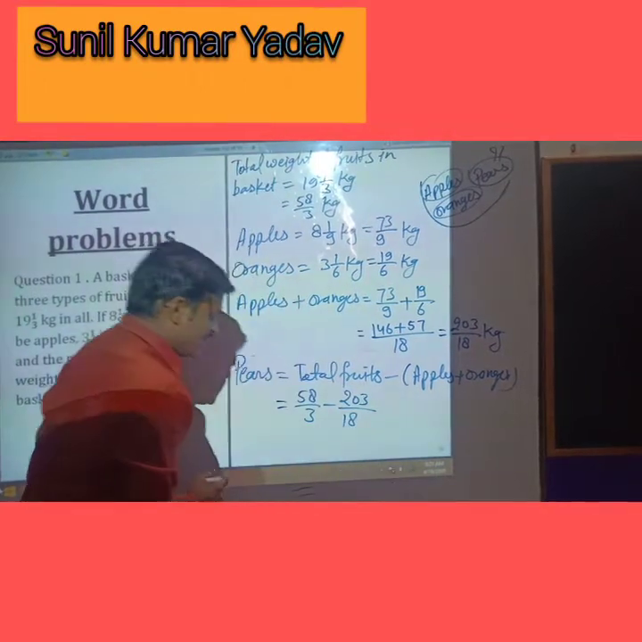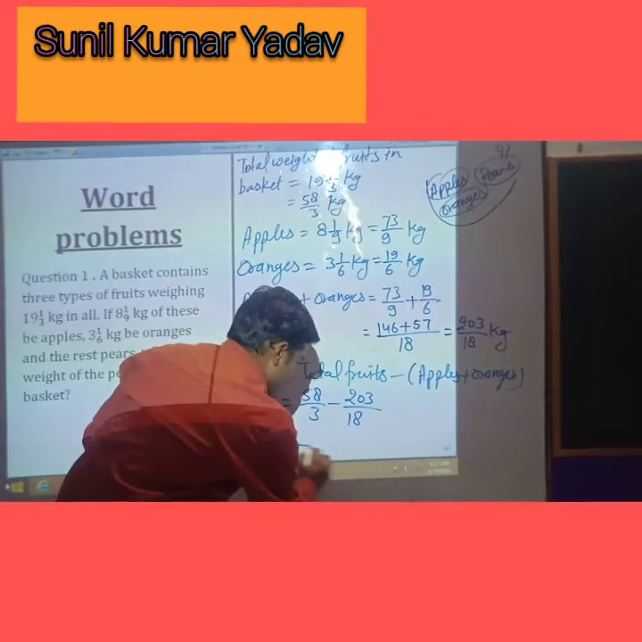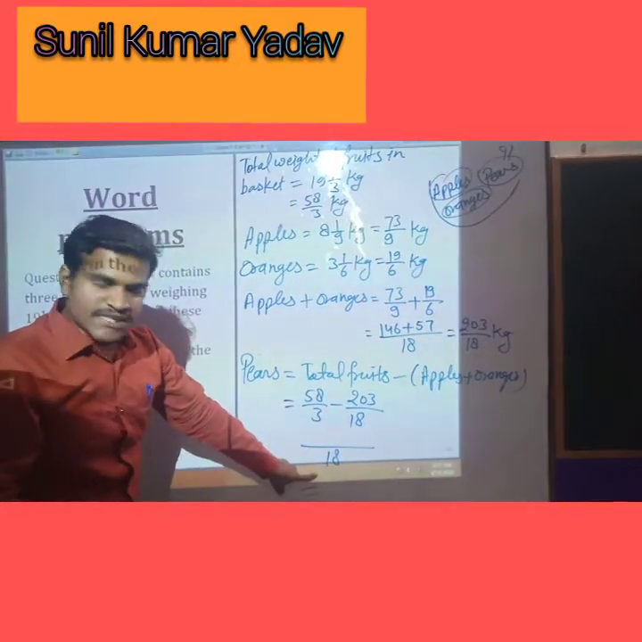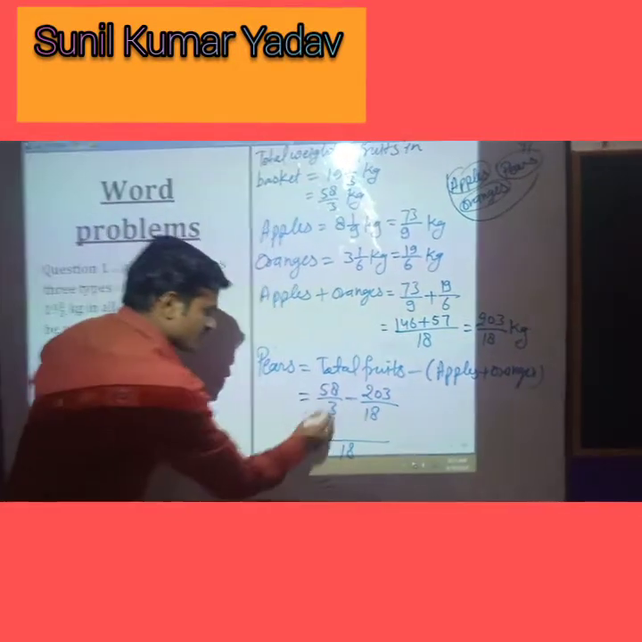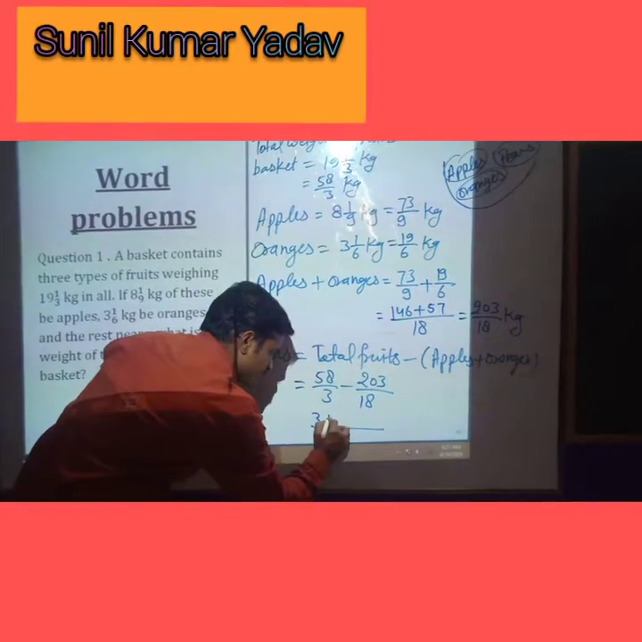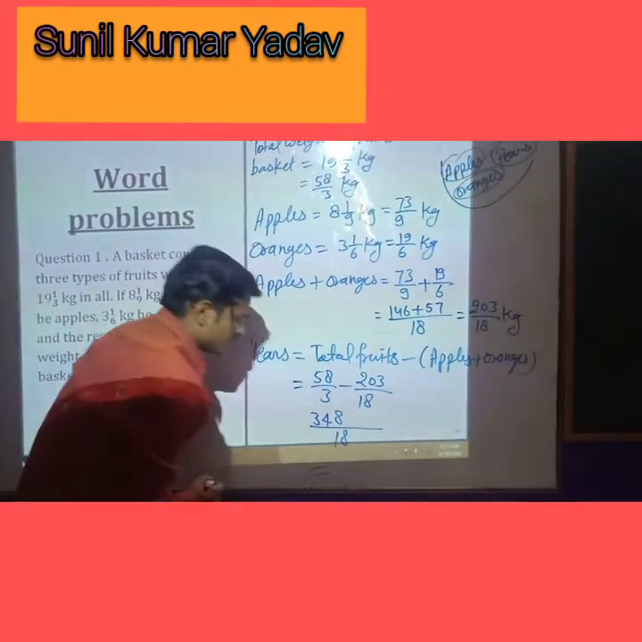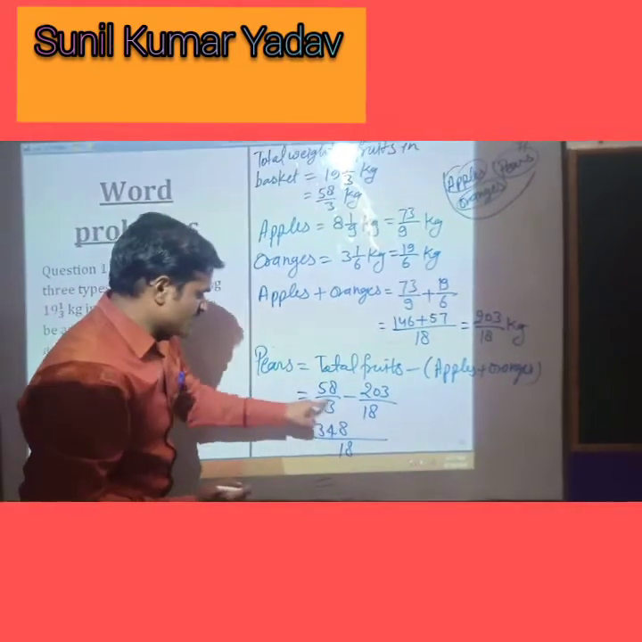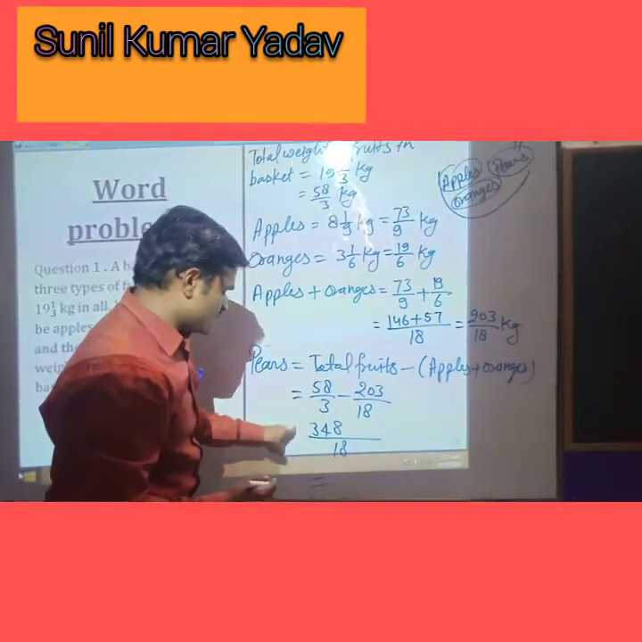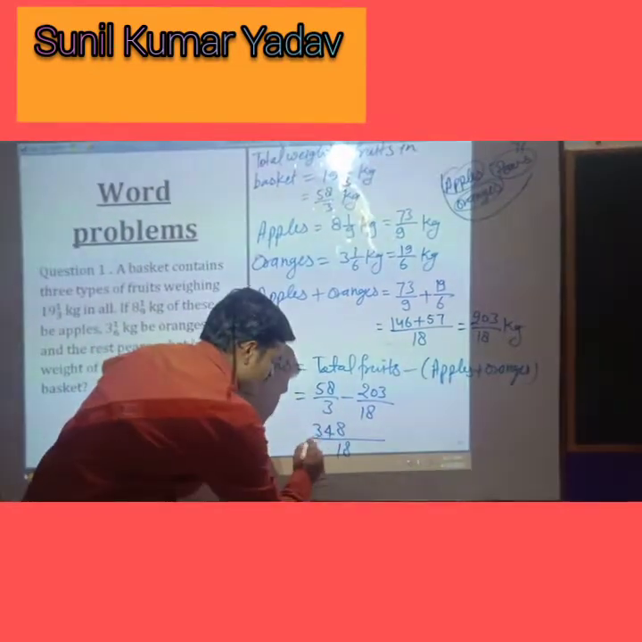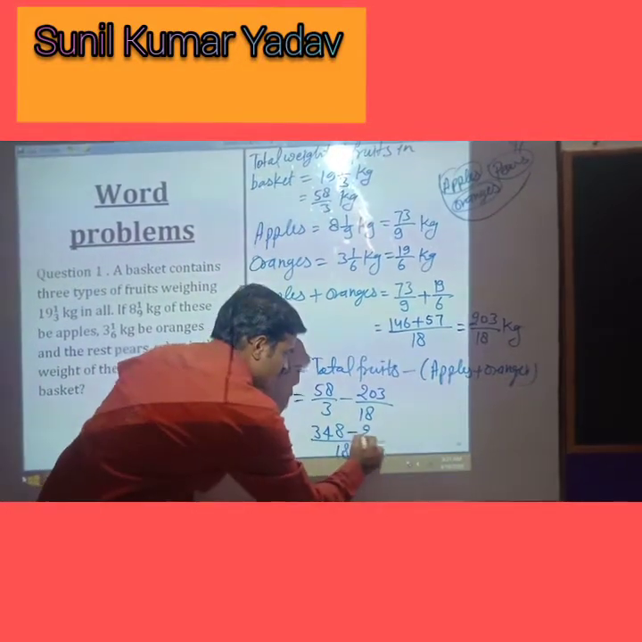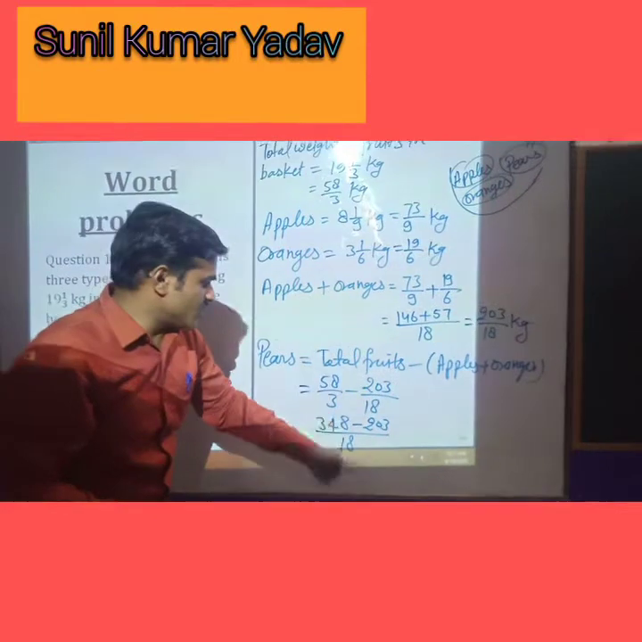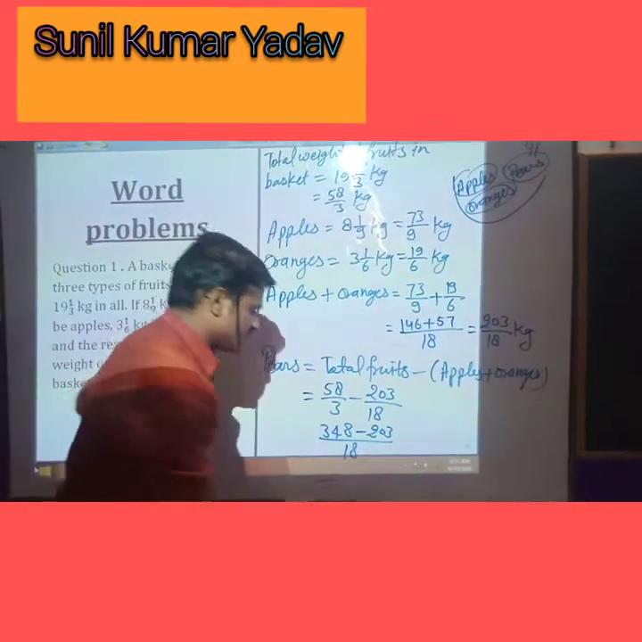203/18. Now take the LCM of 3 and 18. The LCM of 3 and 18 is 18. 3 divides 18, it gives 6. 6 multiplied by 58: 6 times 8 is 48, 8 carry 4, 6 times 5 is 30 plus 4, 34, so 348. Then minus 203. 18 divides 18, it gives 1. 1 multiplied by 203 is 203.